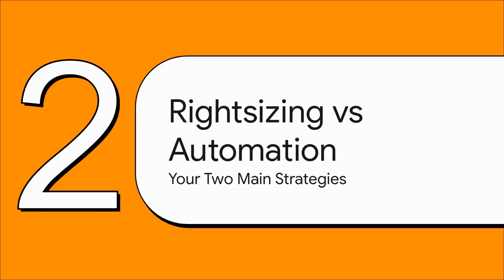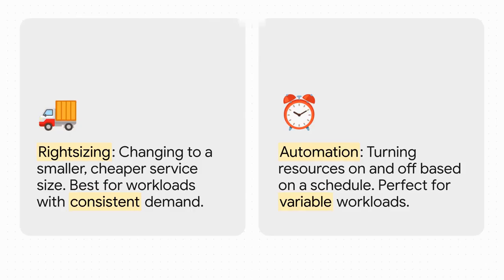Okay, so once our detective work is done and we've got our list of wasteful resources, we have two main weapons in our arsenal to fight back: right-sizing and automation. Let's break these two down because they are very different tools for different jobs. Right-sizing is all about matching the resource to the job permanently. If your workload is always pretty quiet, you just don't need a massive server. It's a one-time fix for that steady-state waste. Automation, on the other hand, is dynamic. It's for the resources you only need sometimes. I mean, why are you paying for a development server at 3 a.m. on a Sunday? Automation makes sure you don't. It's as simple as turning the lights off when you leave the room.